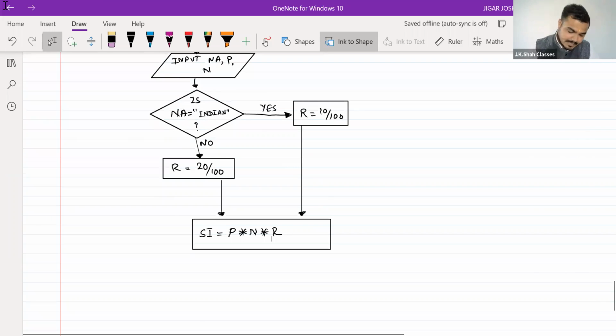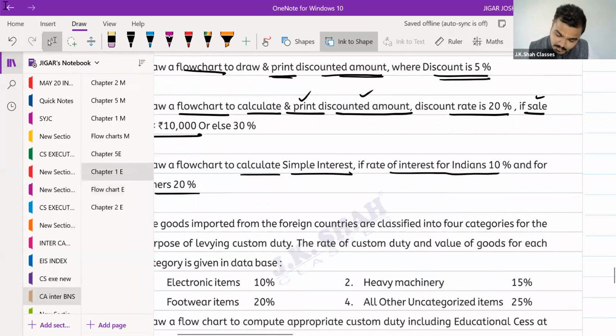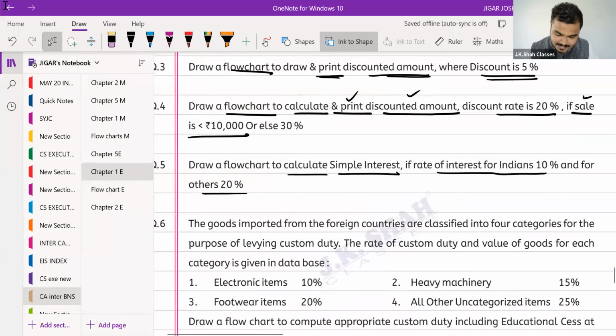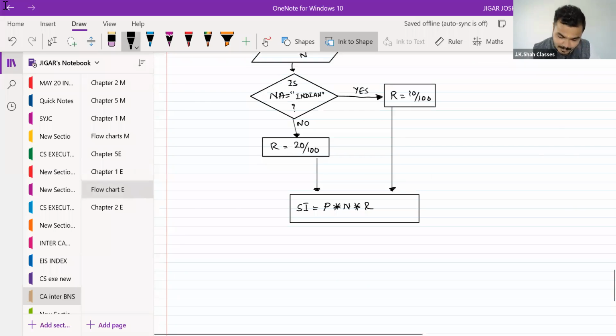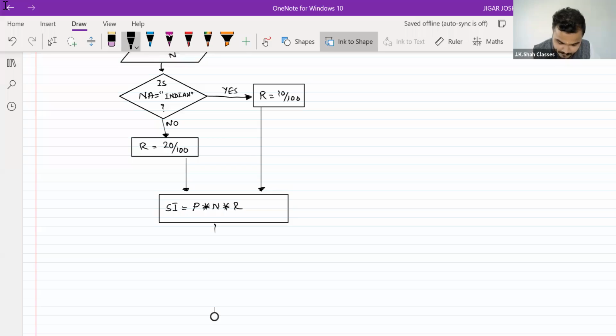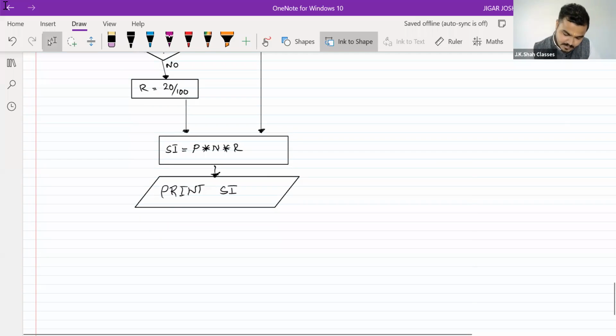Now, what had they asked, to print or what? No, sir. They had not asked. They said simply calculate. Okay? So we'll use the normal print command only. Print simple interest. Understood?